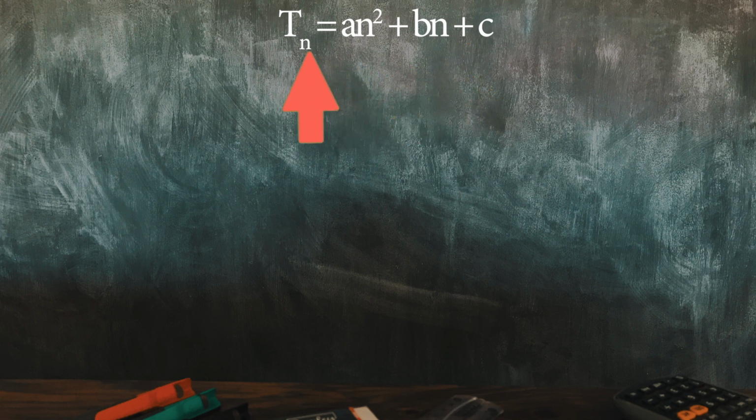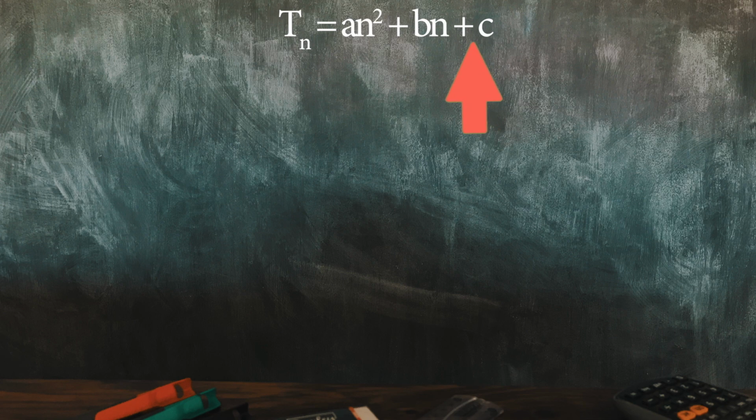Now that we know that we are busy with a quadratic series, we need to know what the general formula looks like. Now here it is. So the term in the nth position is equal to an squared plus bn plus c. Now to solve for the general formula, we need to know what is the value of a, which is the coefficient of n squared. We also need to know the value of b, which is the coefficient of the n, and we need to work out the value of c, which is the constant in this formula.